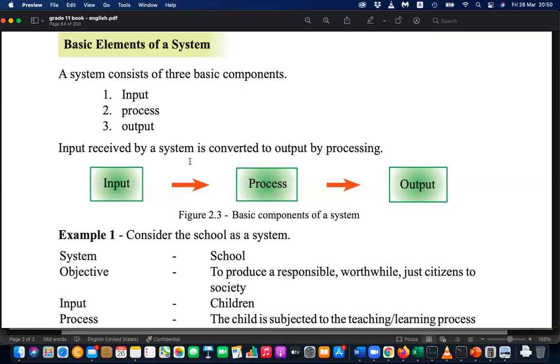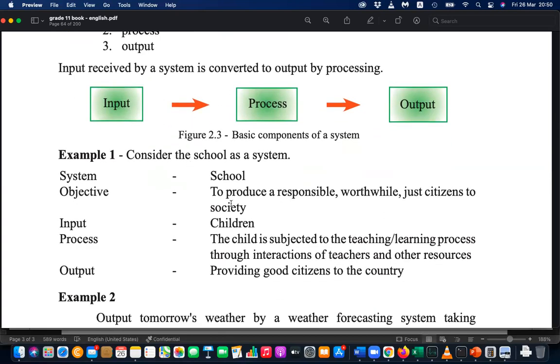Now here there's an example given in the school system. The system name is school system. The objective is to produce responsible, worthwhile, just citizens for society. Input is children, process is teaching. Actually, there are a lot of components: teachers, school, materials, classrooms, books. All the materials are in the system to guide this objective. And the output is good citizens. So I think you can get the idea from that example.